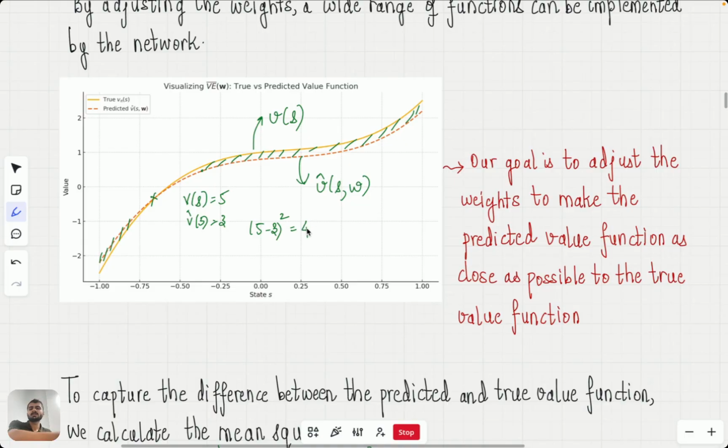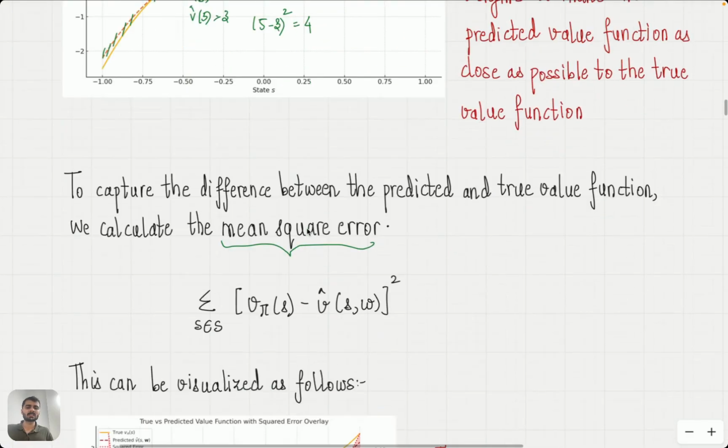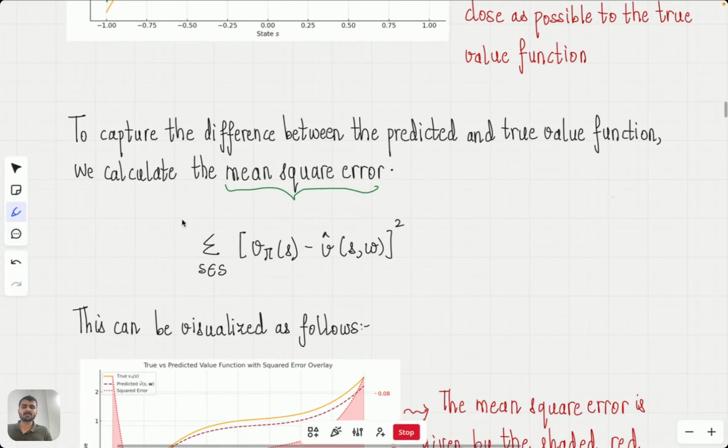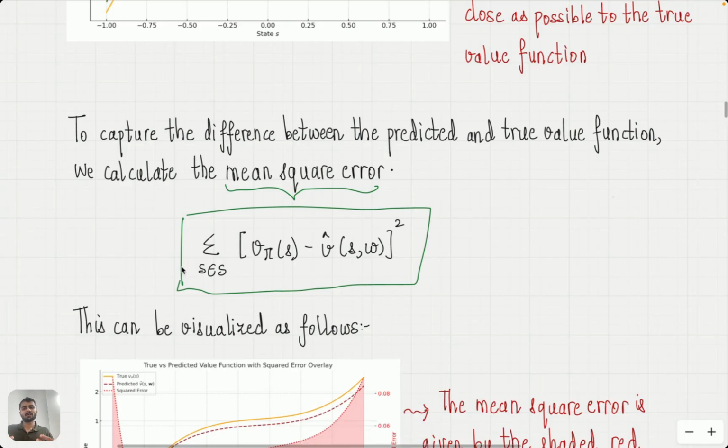And you add this for all the states. Whatever I did for one state, you add it for all the states, which is represented by this summation sign over here. So we are going to tune our weights such that the mean square error is reduced as much as possible. That is our whole objective.